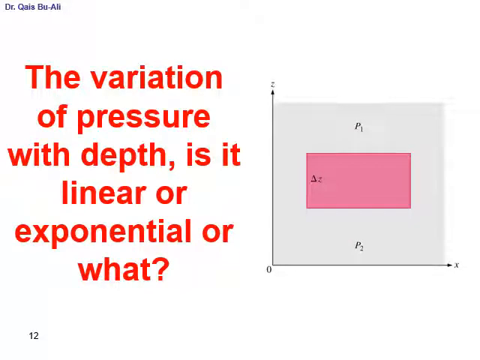Another question is, now, the variation of pressure with depth, is it linear or exponential or what? Suppose you told me that the pressure, as I go down, increases. Does it increase linearly like this, for example, or does it increase in an exponential way like that? Is it increase or decrease? And how does it increase, linearly or not linearly? Again, I want you to consider this.